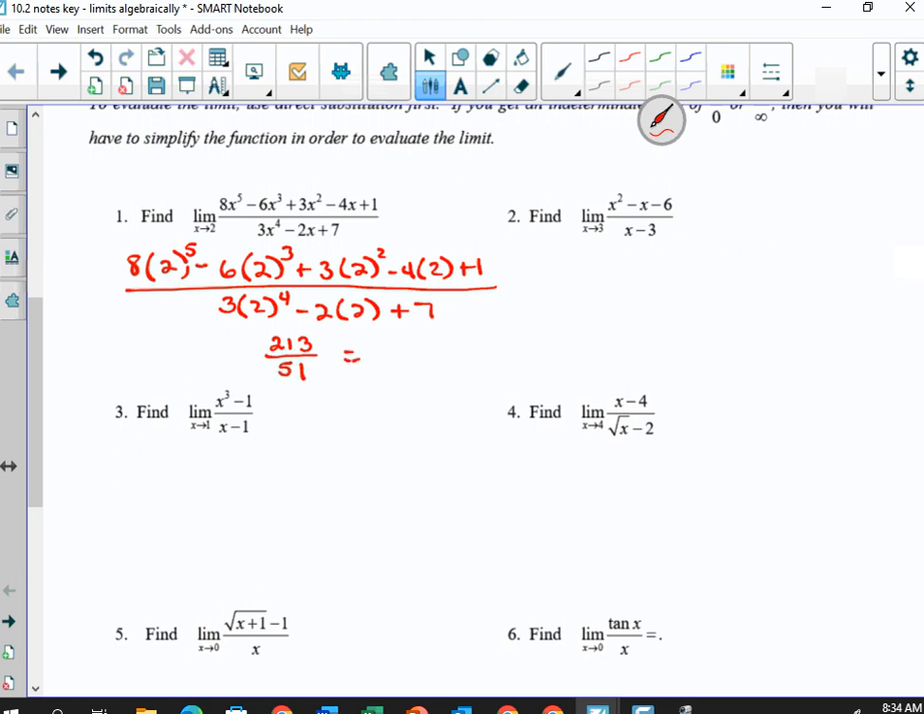It simplifies. Do we know the quick way to check to see if something's divisible? You know if things are divisible by 2 or 5. Do you know how to check if it's divisible by 3? Add your digits. So like 51, 5 plus 1 is 6. 6 is divisible by 3, so 51 is divisible by 3. Numerator, 213, 2 plus 1 plus 3. Okay, they're both divisible by 3. So go ahead and reduce.